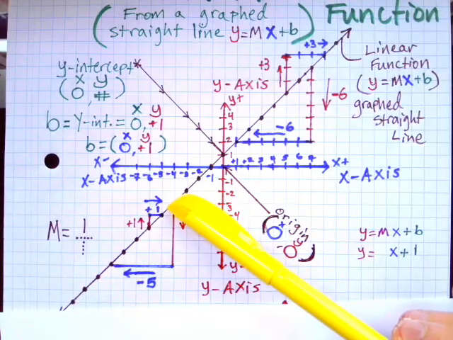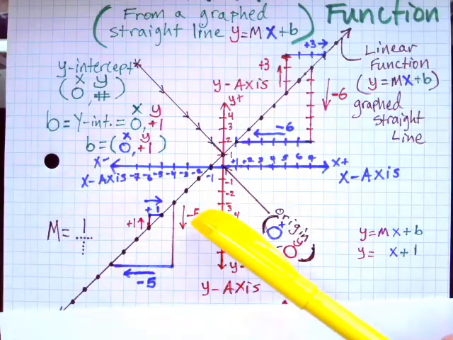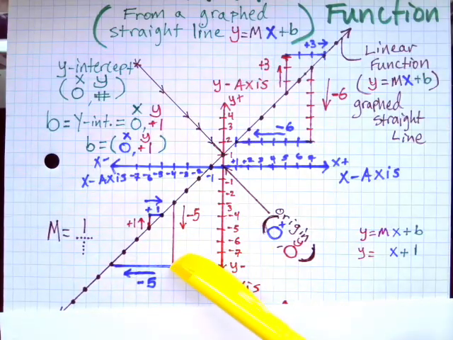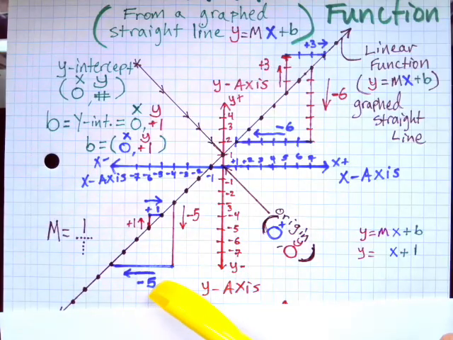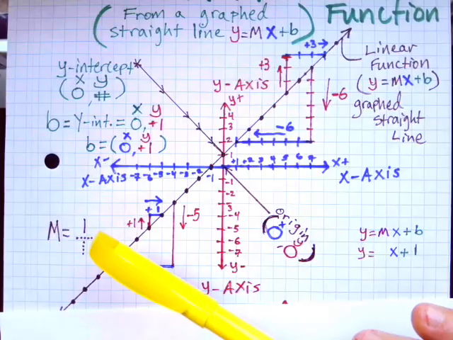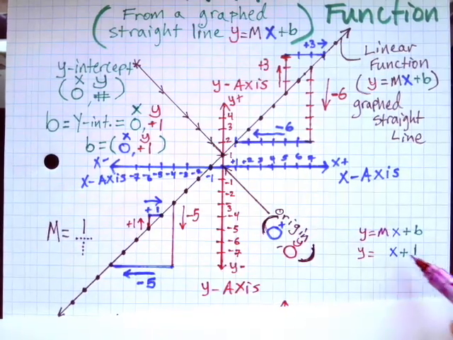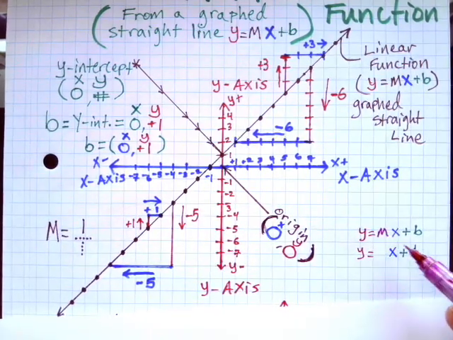Let's say I go from this ordered pair, I go down 5. I can also go over 5, negative 5 over negative 5. Negative over negative is a positive. 5 over 5 is a 1. Our slope is a positive 1, or 1 over 1. So in writing this equation, y equals x plus 1 is the equation of this line.